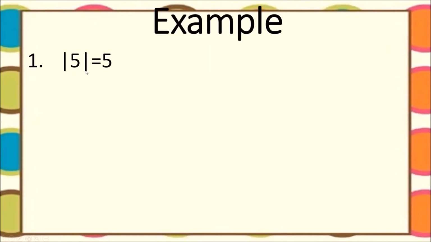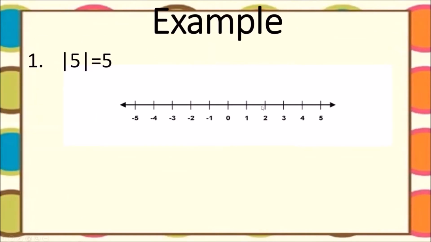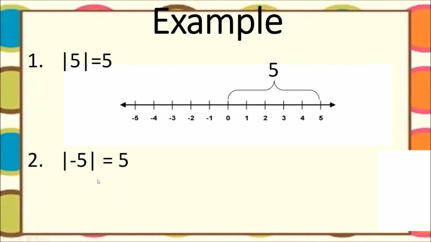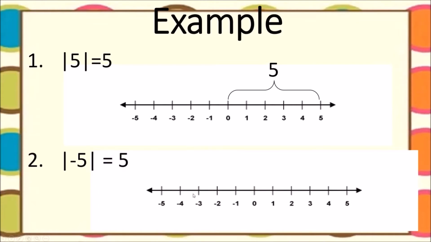Example, absolute value of positive 5. So in our number line, from 0 going to the positive direction of positive 5, let us count 1, 2, 3, 4, 5. So it is equal to 5. Another example, absolute value of negative 5. So from our number line, from 0 going to negative 5, let us count 1, 2, 3, 4, 5. So it is equal to 5.